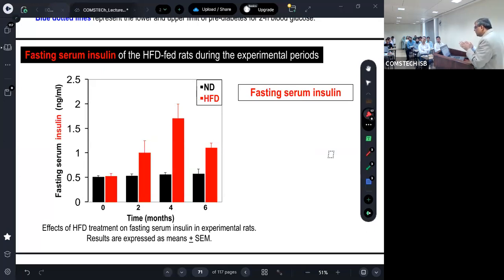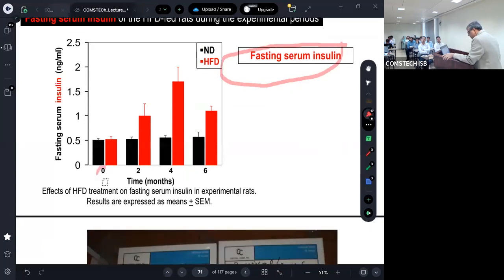a diabetes model, an insulin dysfunction, less insulin or more insulin. If it is less insulin, we call it a beta cell dysfunction model. If it is more insulin, we call it an insulin resistance model, an obesity model. You see here the fasting serum insulin measured at 0 month, 2 month, 4 month, 6 month.